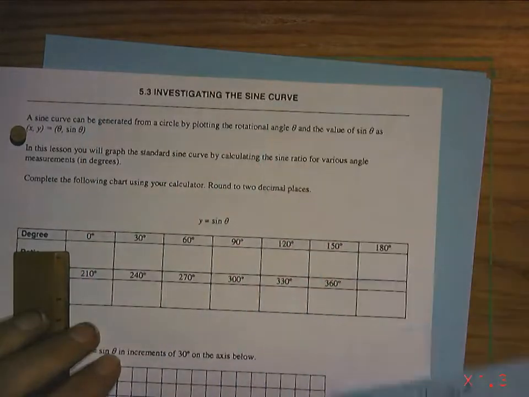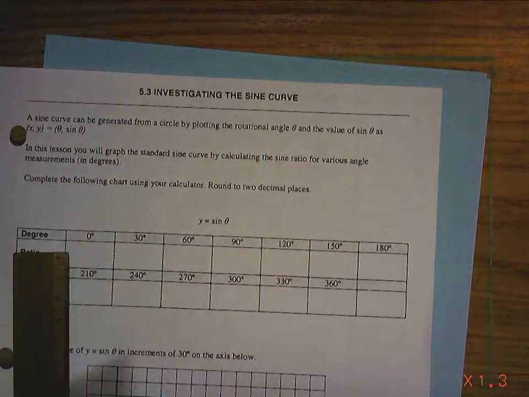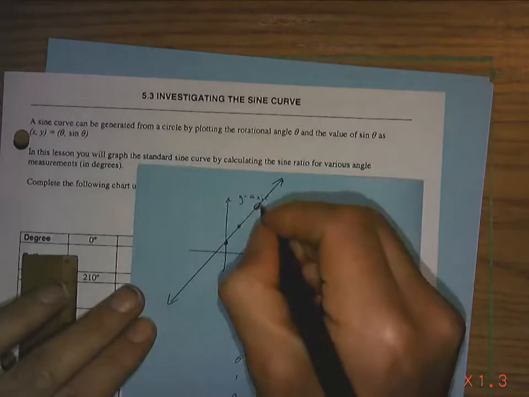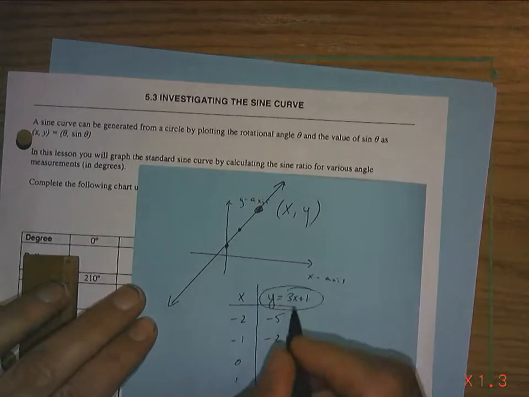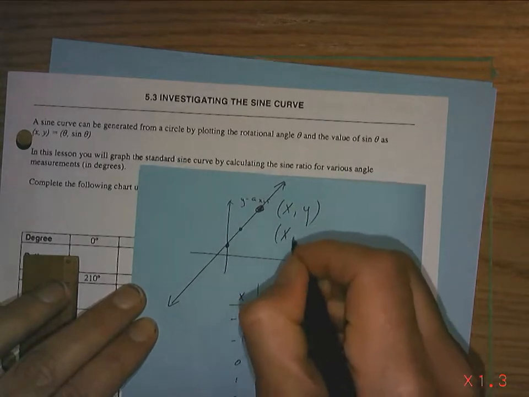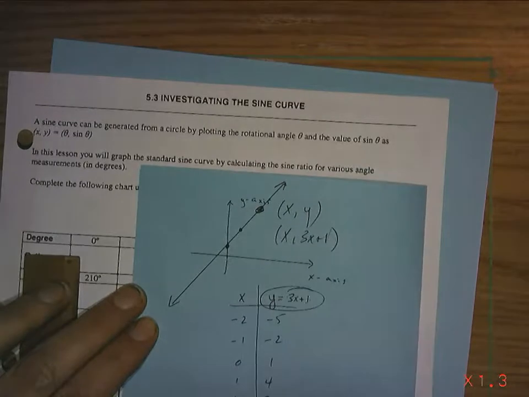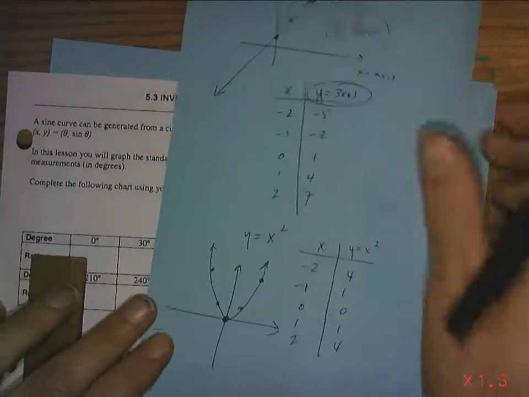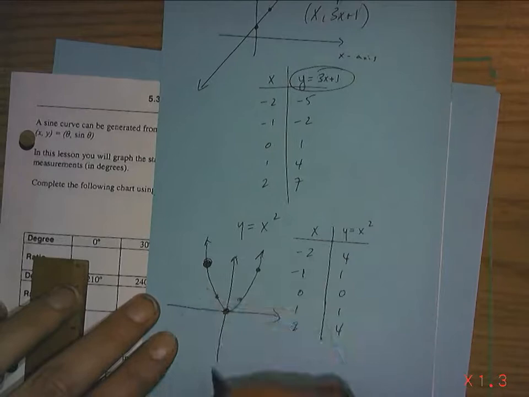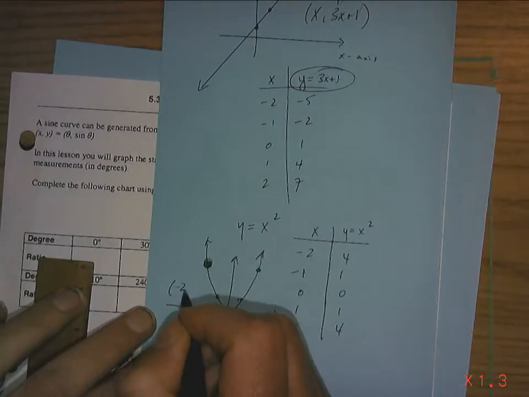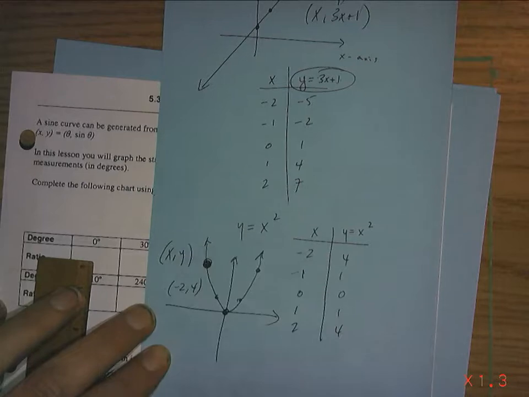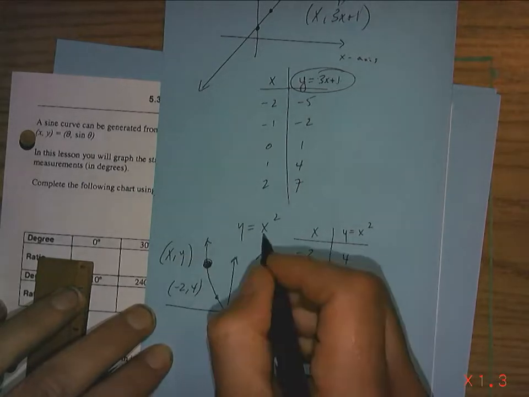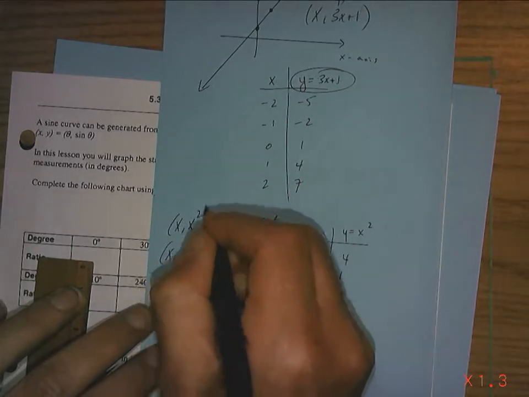So let's take a look at this. If I was to have any sort of curve, like we were talking about before, if I was to take this point here, this would be x comma y. And if I know what the equation is, 3x plus 1, then this would be x comma 3x plus 1. That'd be one way to talk about it. Here, this point we know exactly is negative 2 comma 4. But if I want to talk about it in general, it's x comma y, very generally. And in this case, y is x squared, so it's x comma x squared.